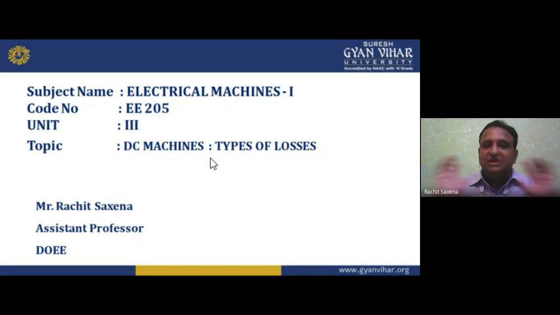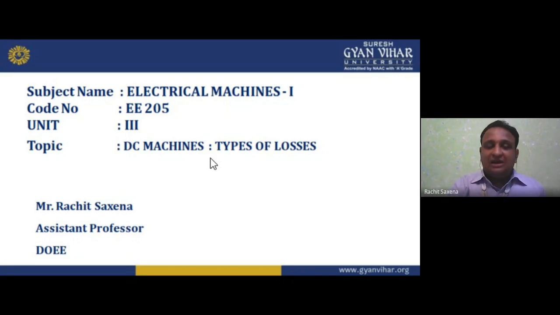So that denotes the demagnetization, reversal of magnetism, you can say. We heard so many things about this, that we have to laminate it, we have to use it. These are totally based on the losses. So in this lecture, we are going to study about the types of losses.